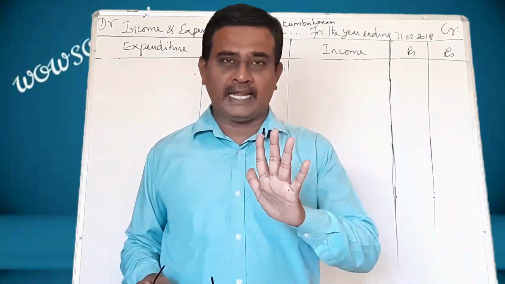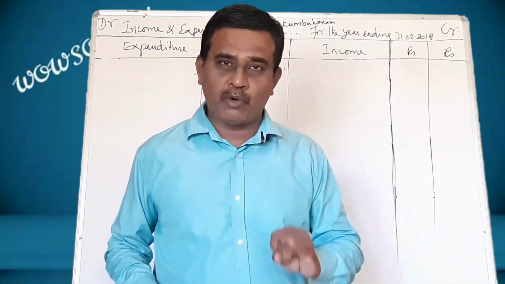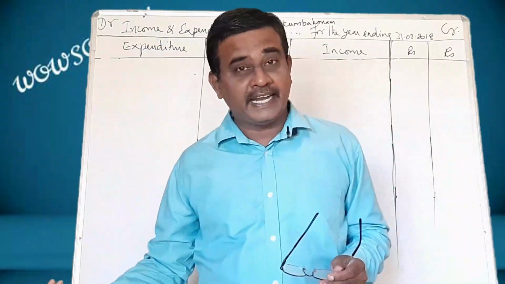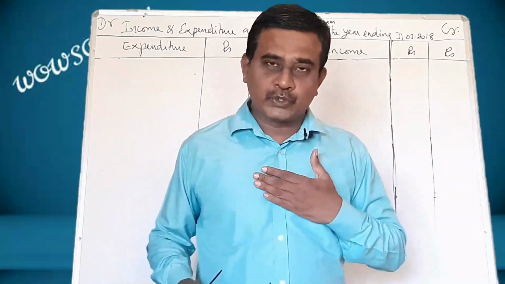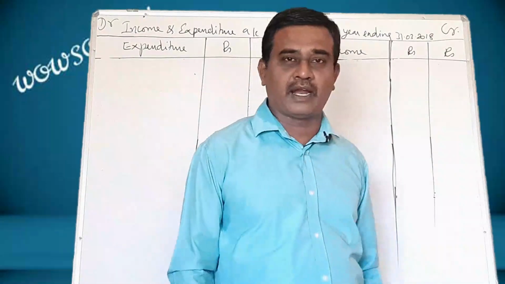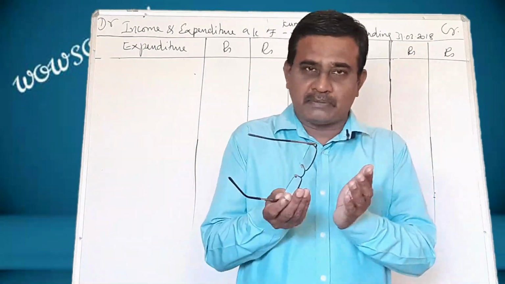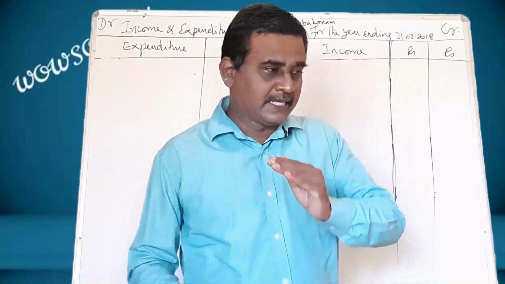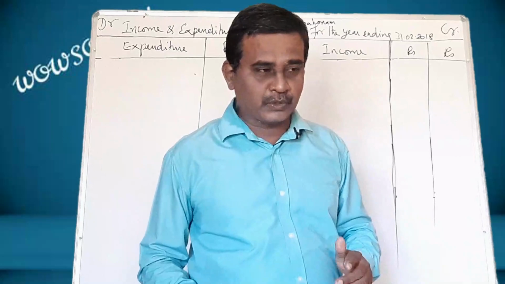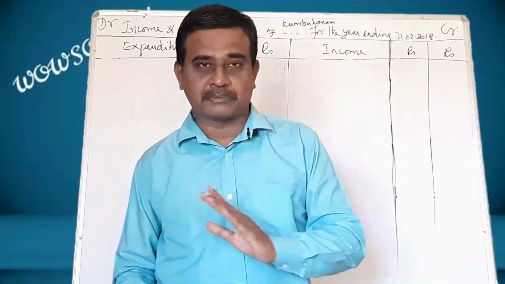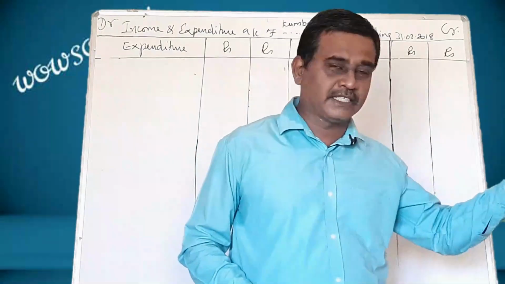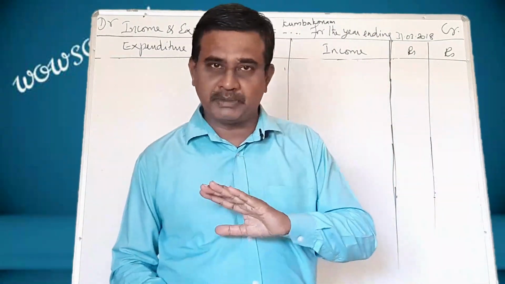Subscription amount collected will include the amount meant for the previous year and meant for the next year also. We should show the amount which is meant for the particular year in the outer column. How to show it? From the subscription collected, subtract the previous year's subscription and also the next year's subscription. Two things should be subtracted: the previous year's amount and the next year's amount.